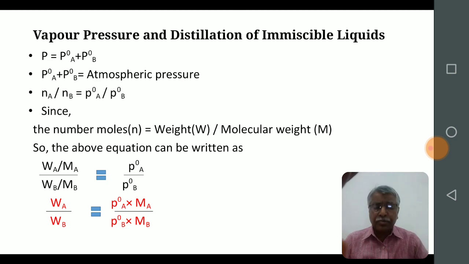And the final equation will be Wa upon Wb is equal to P naught A multiplied by Ma divided by P naught B multiplied by Mb, where Wa, Wb and Ma, Mb are the weights and molecular weights of the two compounds A and B in the distillate respectively. Thus, the weights of liquids in the distillate will be in the ratio of their vapor pressures and molecular weights. This equation is used in the process of steam distillation.